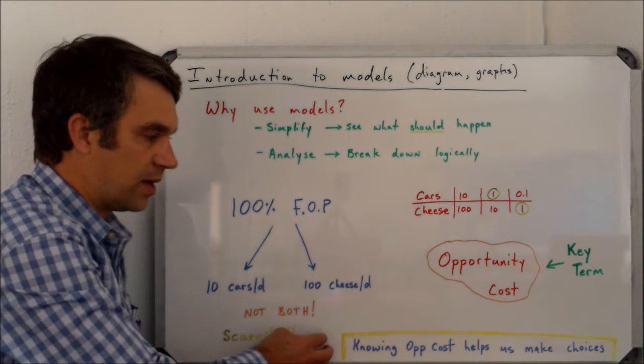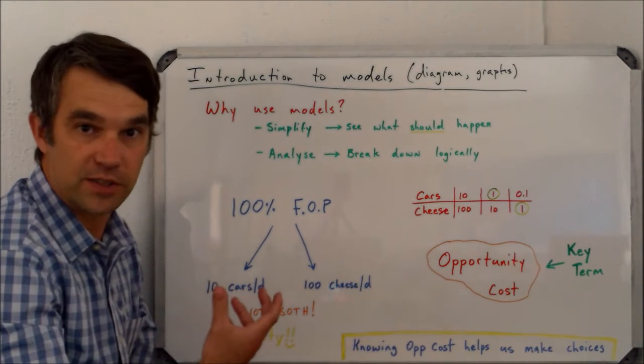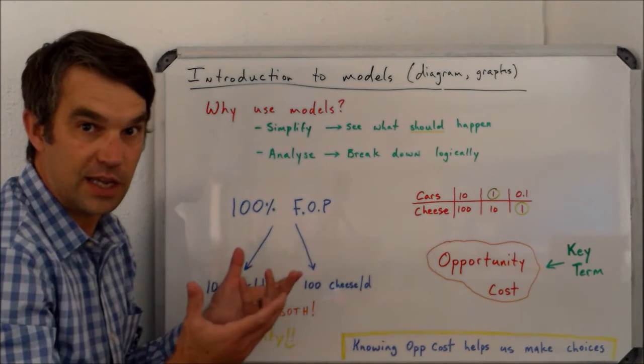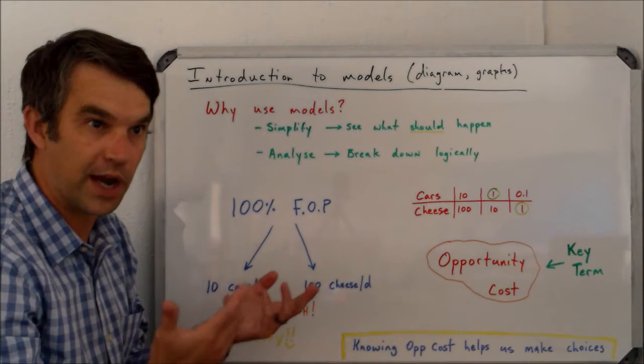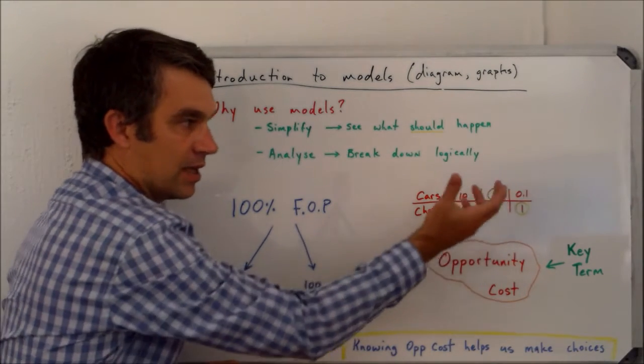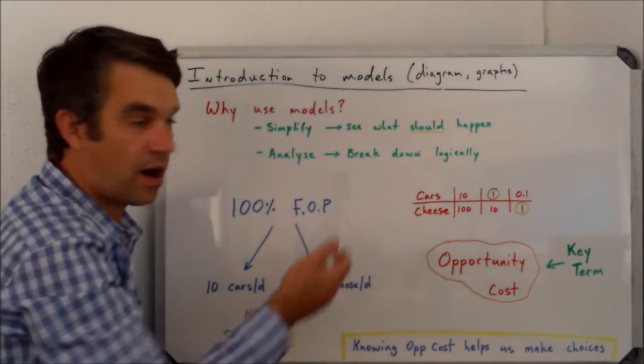So knowing the opportunity cost helps us make choices. If I'm a country and I've got all the cars I need, but I don't have any cheese, well then I can go, okay, each time I produce 1 cheese, I give up exactly 0.1 cars.